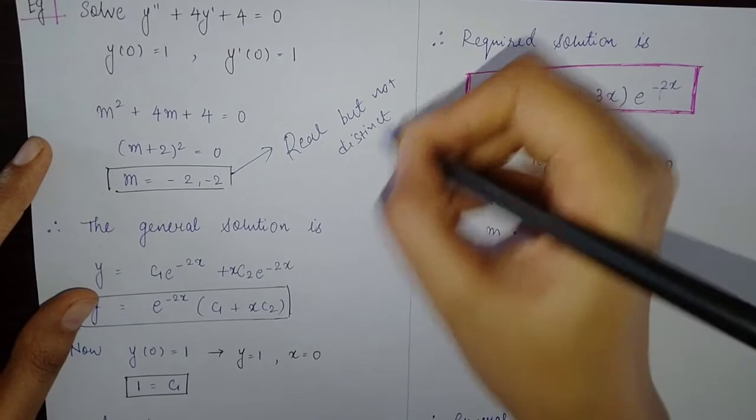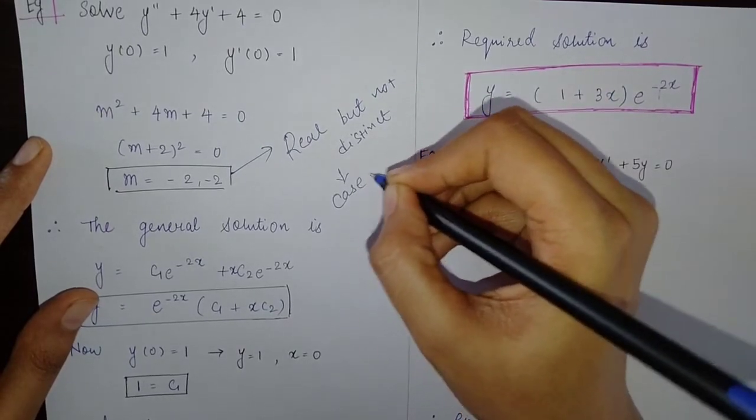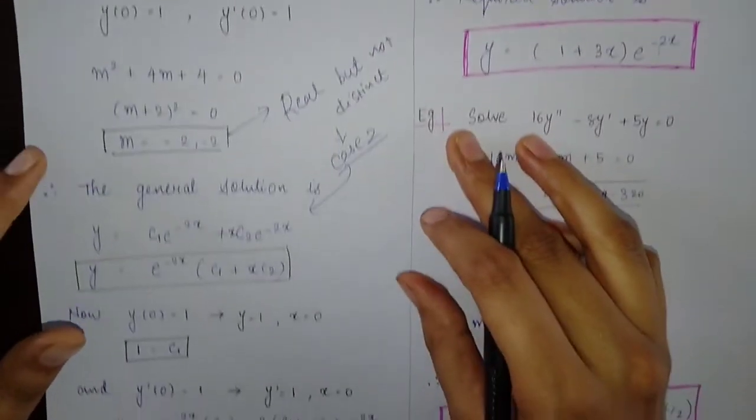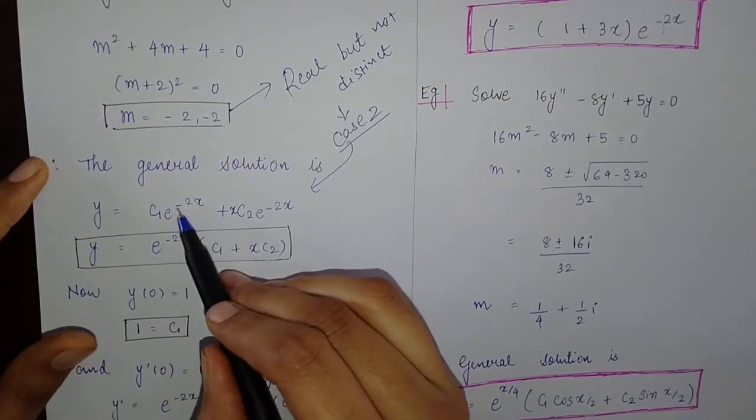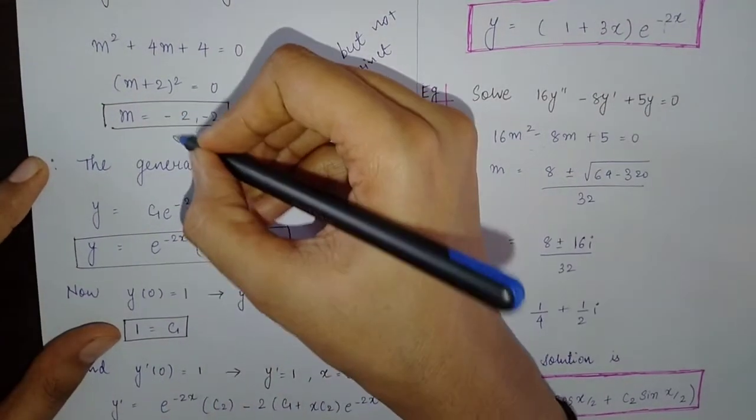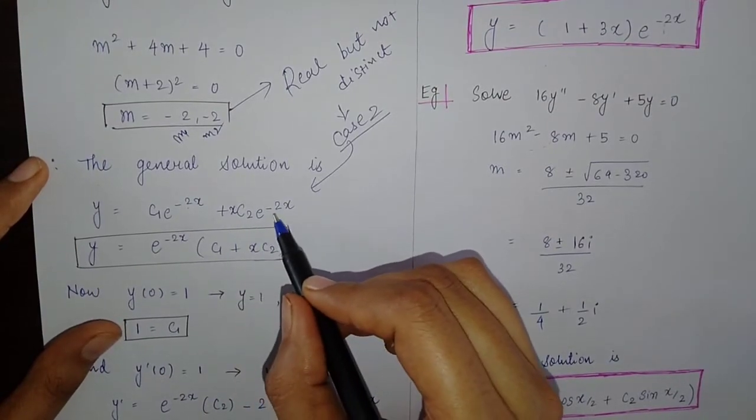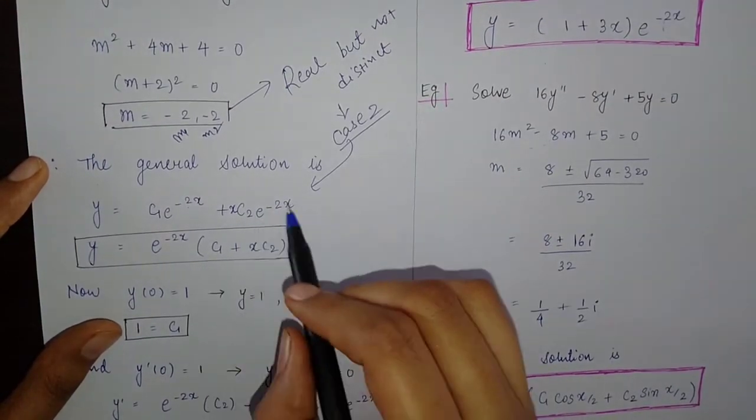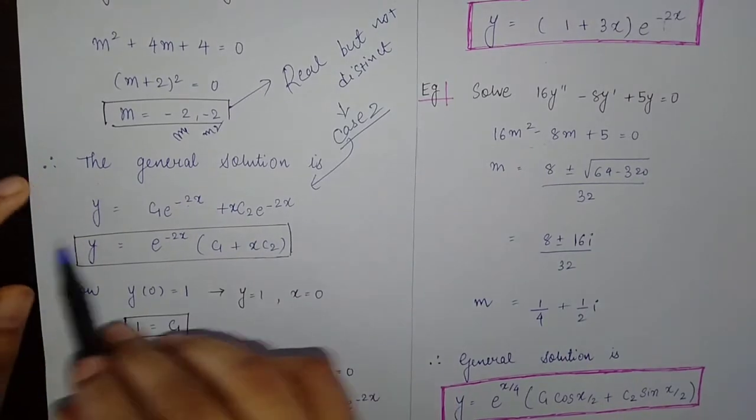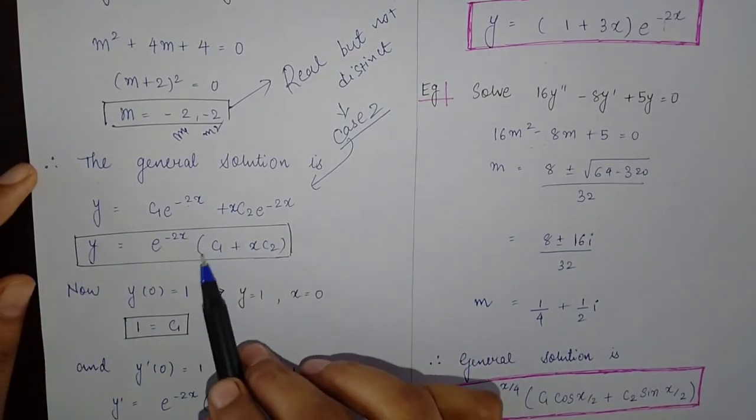So what will we use? We will use case number 2. So what will we get? The general solution: c1 e raised to m1x, this is our m1 and this is our m2, plus x c2 e raised to m2x. And if I take e raised to minus 2x common, this is the final general solution which I will get.